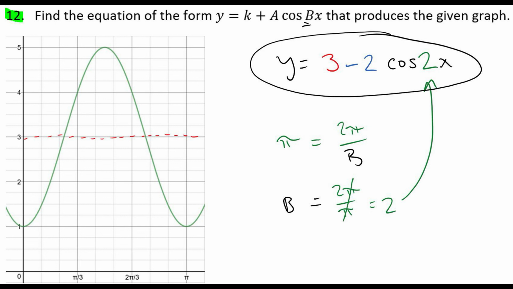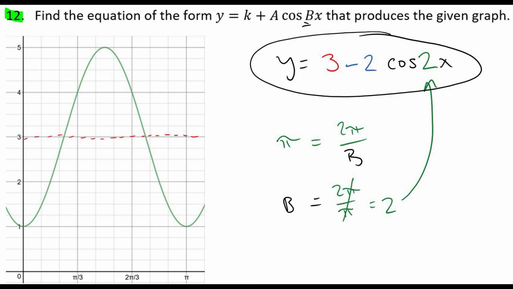We know this whole graph has been shifted up to 3 because that's my center line, and I drew the center line with that red dashed line there. So I know I'm going to have plus 3. So I put that out at the beginning like they did on the last problem. So that's the red 3. It has an amplitude of 2 because it's going up 2, down 2, up 2, down 2, and we said it's negative because it's flipped, so that's my blue negative 2.